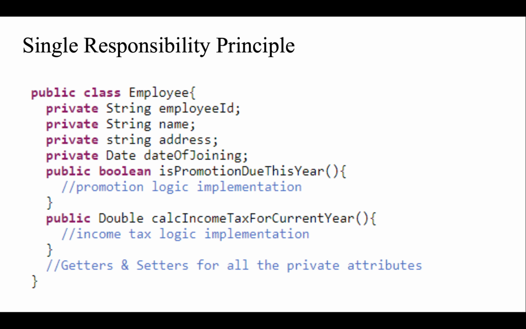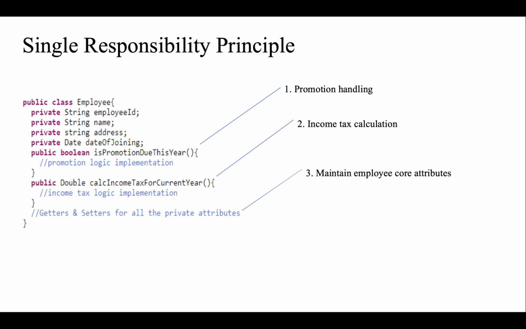So this code will definitely work, but if we go ahead and check the responsibility of this class, I can see there are three responsibilities associated with this class. First one, its default responsibility is handling the core attributes of the employees, that is employee ID, name, address, and date of joining. The other two responsibilities are, first, checking whether the promotion is due in this year or not, and the other is the income tax calculation. So in a nutshell, there are three responsibilities associated with this class, which is violating our single responsibility principle.